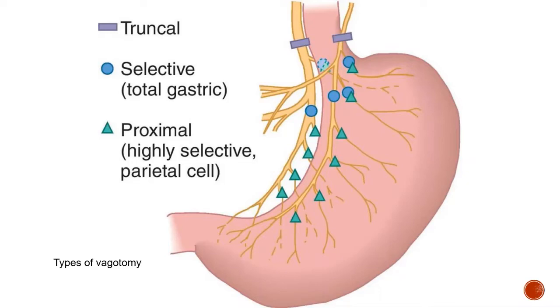The first type of vagotomy is a truncal vagotomy, when the trunks of the nervus vagus are cut. But this type is damaging because the function of other organs of the abdominal cavity will not work effectively.